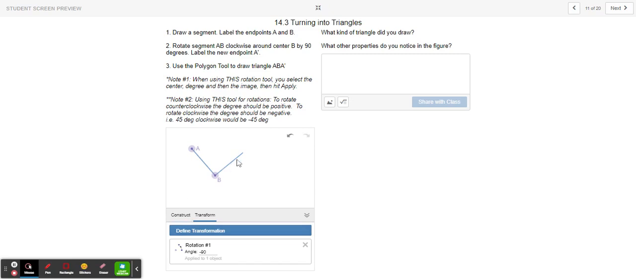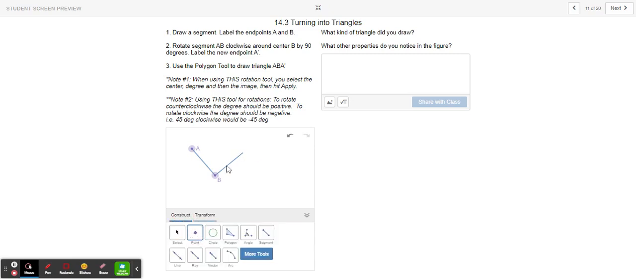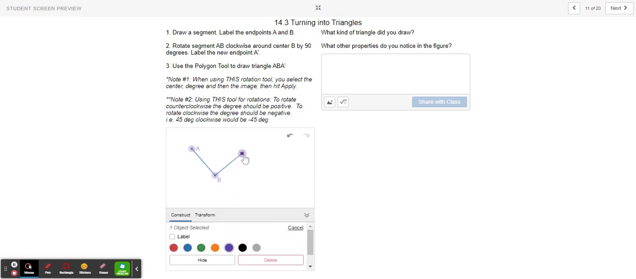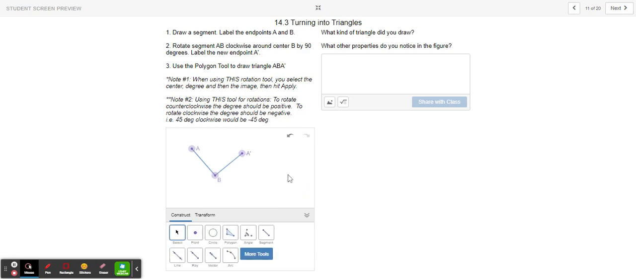So I am going to have to put a point on the end of this segment. So I'm going to have to go back to construct, click point, click on the end here and make a point. I'm going to have to use my arrow tool to click on the point and change the label. And it automatically does the next letter that we haven't used. So I'm going to change that to A prime. All right. So I've rotated it 90 degrees around center B, clockwise, and I labeled my endpoint A prime.